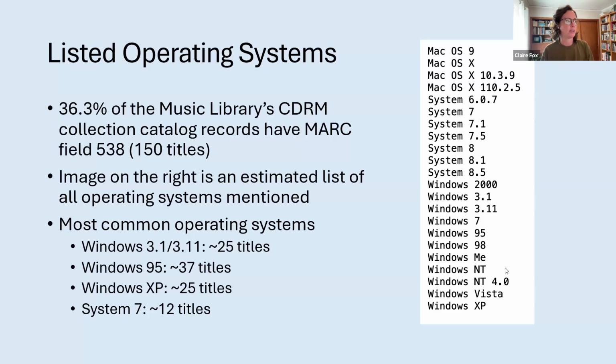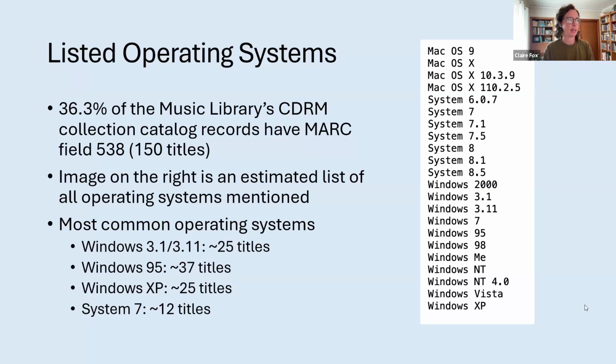And then on the right, there's a list that's an estimate of all of the operating systems that appear across these 150 titles. There's a number of these titles that list multiple operating systems, so there's some flexibility here, and this range represents an expected list, I think, of operating systems from across the era that they were published.